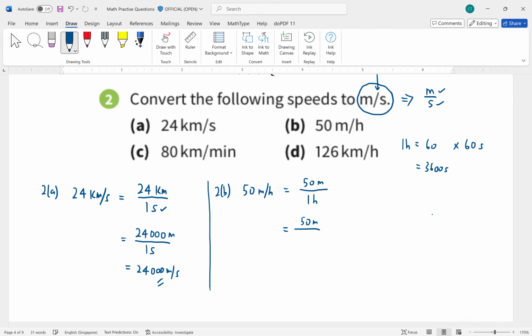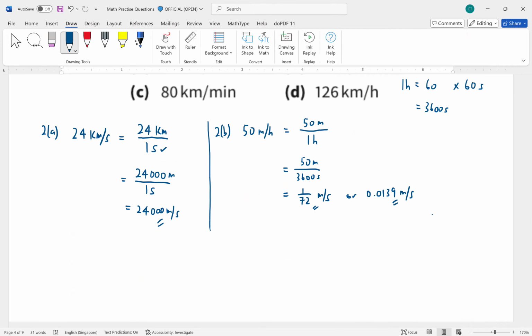Okay, so I repeat again, 1 hour inside got 60 minutes. Within each minute, there's 60 seconds. So multiply together, you get 3,600. Okay, so you get this. So 50 divided by 3,600, you get 1 over 72 lah. Okay, you can leave your answer like this, or you can put it as a decimal if you want. Okay, if you put it as a decimal, it will be 0.0139. Right. Okay, let's take a look at part C.